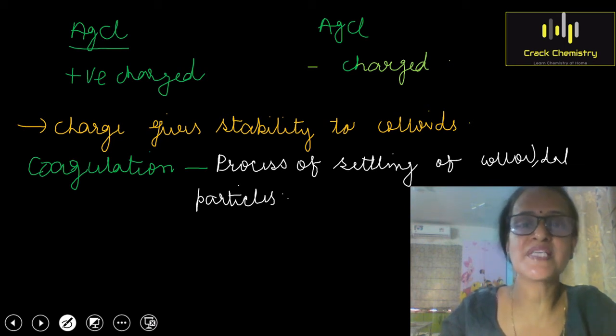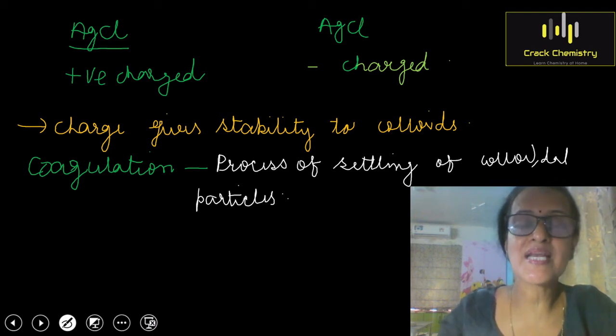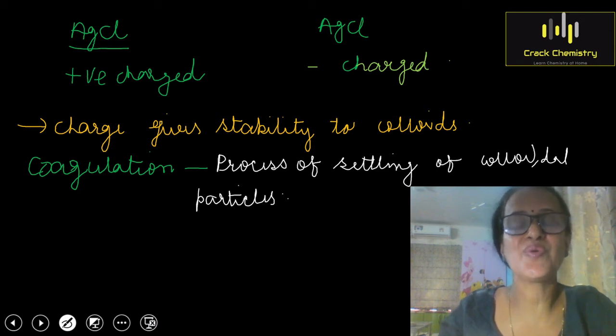So as you have seen that lyophilic colloids are more stable than lyophobic colloids, we can stabilize lyophobic colloids by adding some lyophilic colloid to it. The lyophilic colloid which is added for protecting a lyophobic colloid is called a protective colloid. Starch is one of the lyophilic colloids which is used for protecting lyophobic colloids.